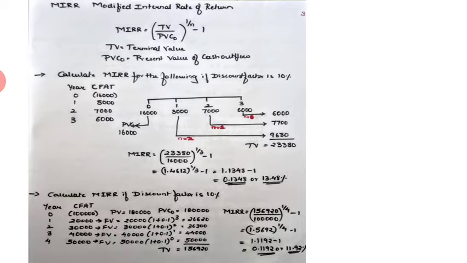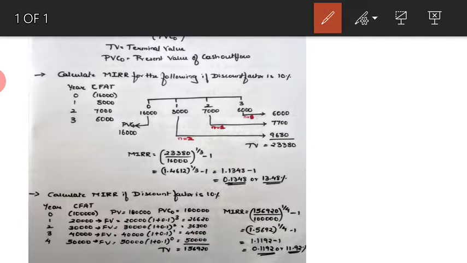First problem: calculate MIRR for the following if the discount factor is 10%. Now here the discount factor is clearly mentioned to us. If you remember, in IRR the discount factor is not given. We assume rates through trial and error and then arrive at two rates, a low rate and a high rate. That is not the case with MIRR. In MIRR the discount factor is directly given and we have to use it directly in the process.